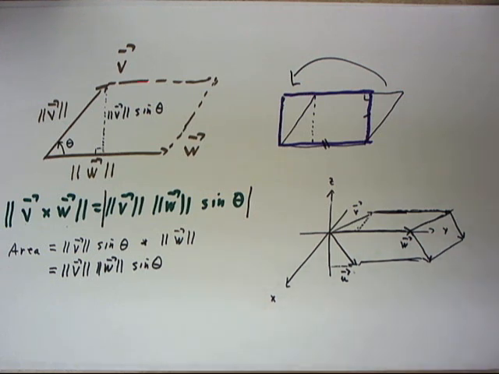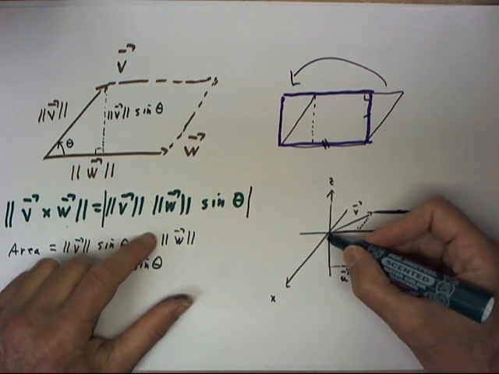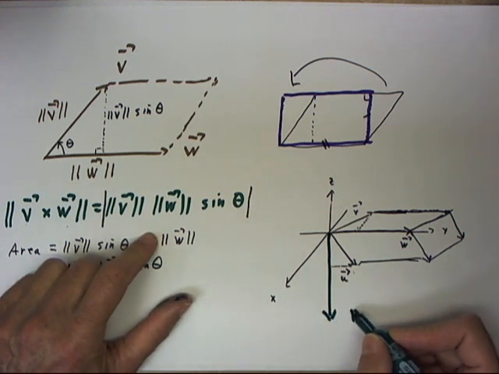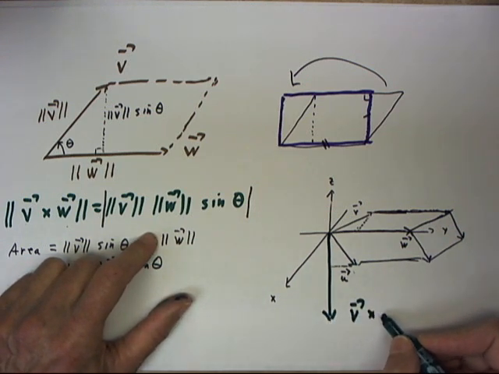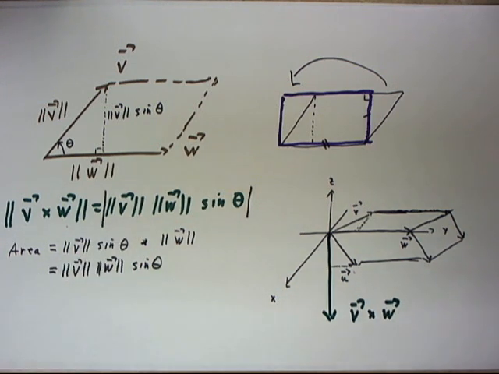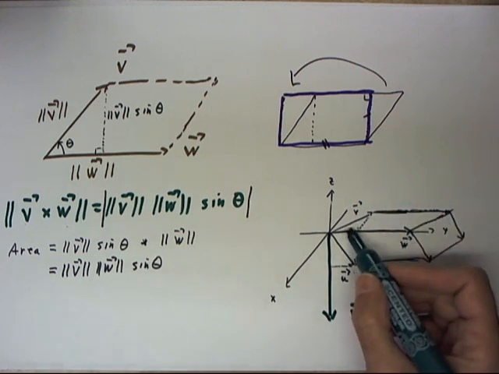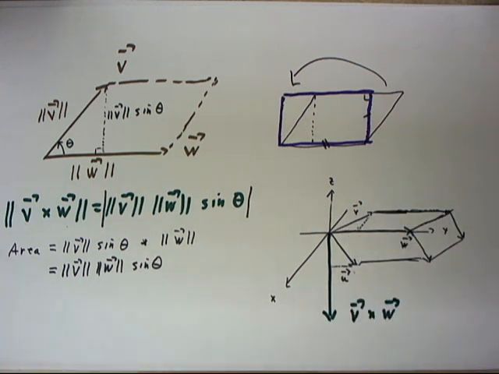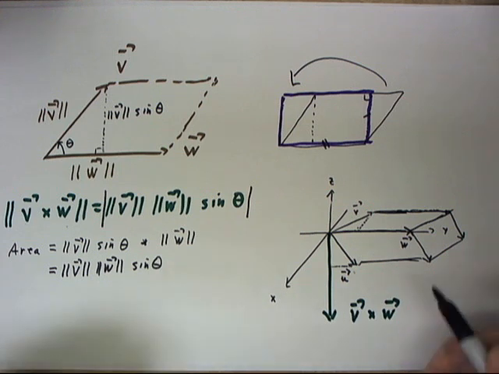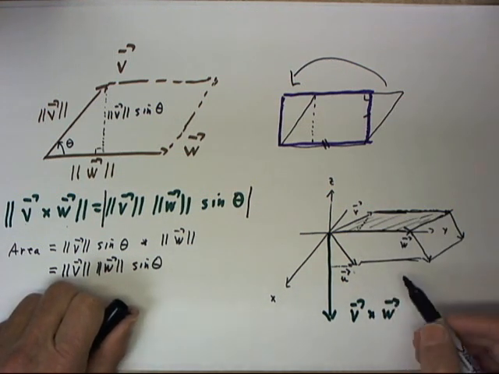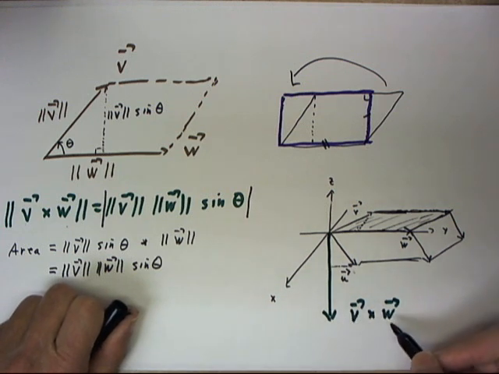Okay, now the vector V cross W, by the right-hand rule, is going to be in the downward Z direction. So we can draw a vector here and call that V cross W. And remember, V cross W gives us the area of this parallelogram here, so that we've represented the area of the parallelogram as the magnitude of V cross W.